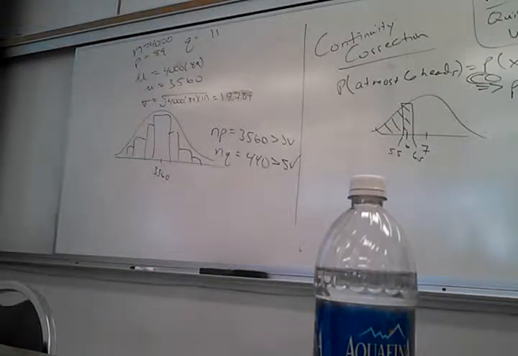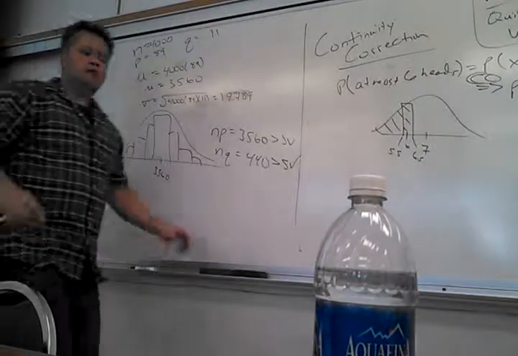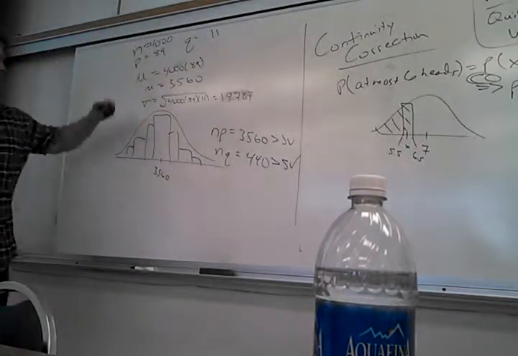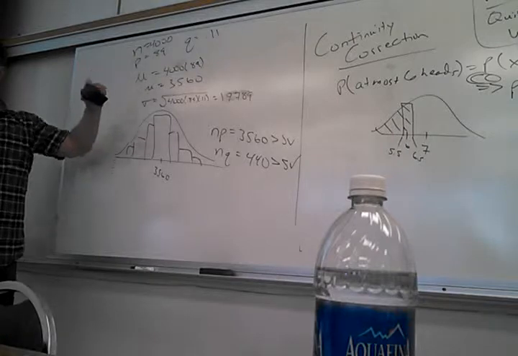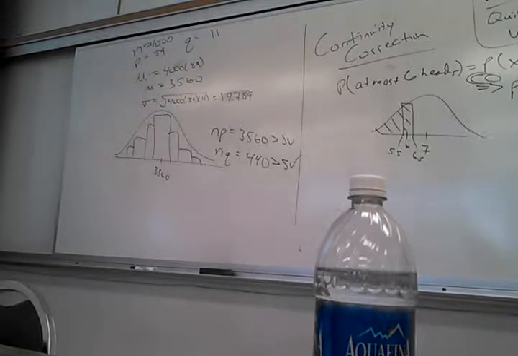If I just did from 6, wouldn't I be missing this much area? It wouldn't really be good then. So this continuity correction makes this a much better approximation. It includes that extra area that I would be missing. So let's do this. Let's do it both ways and see which one's right. We know the answer is 0.395. That's the answer. There's no getting around it. So I want to see which one of these comes out better.